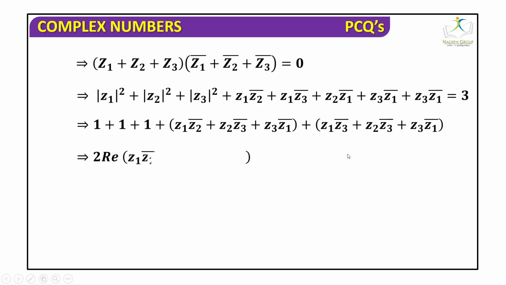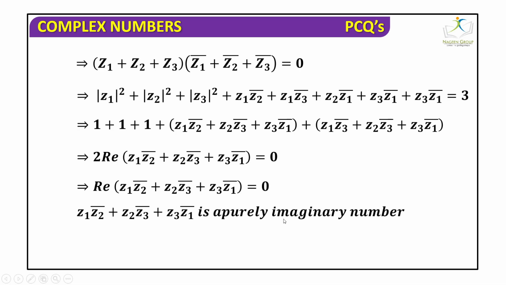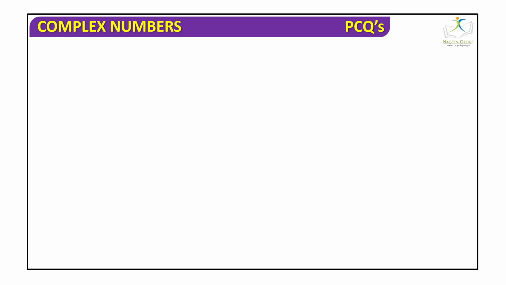Then this will be equal to twice the real value, right? This will be equal to twice the real value of this, which is equal to 3, so 3 and 3 cancel out and the total comes equal to 0. Now the real value of this equals 0. From here we find this value is purely imaginary because the real value is equal to 0. That's why we conclude that it is purely imaginary, right?